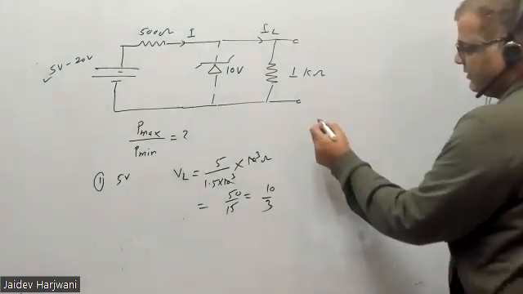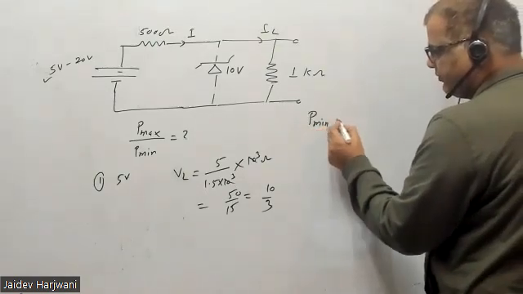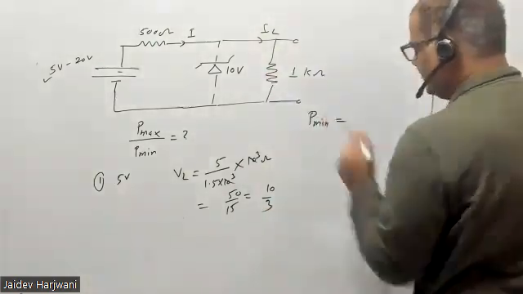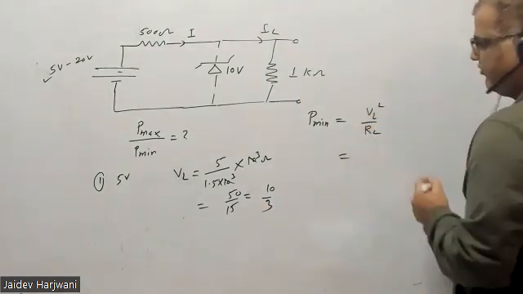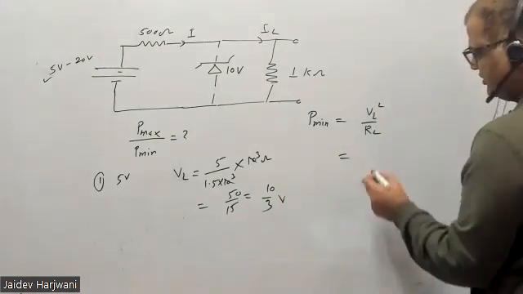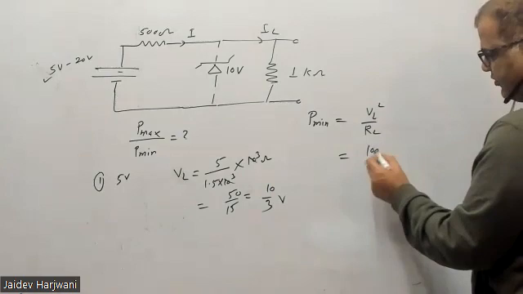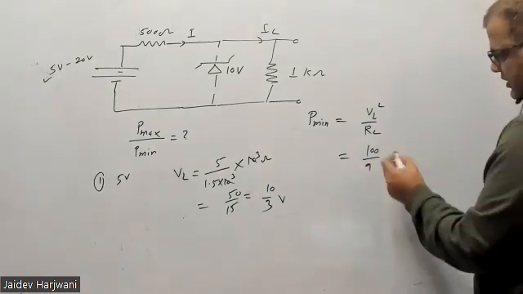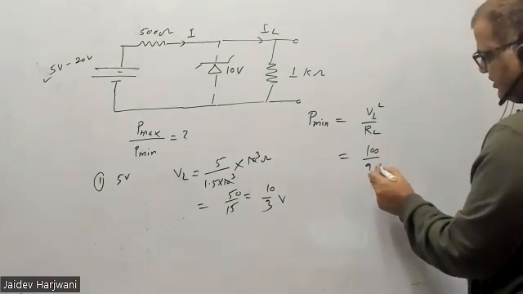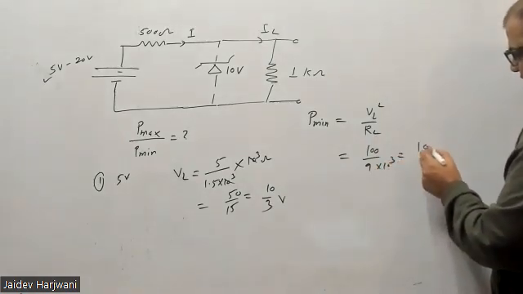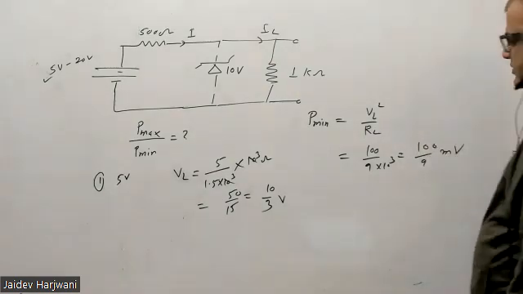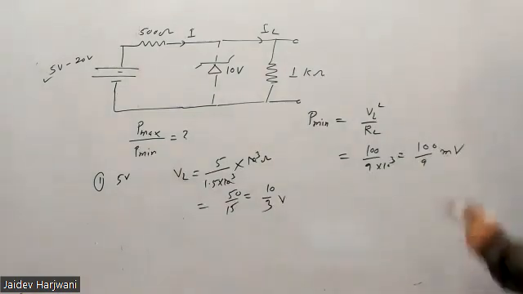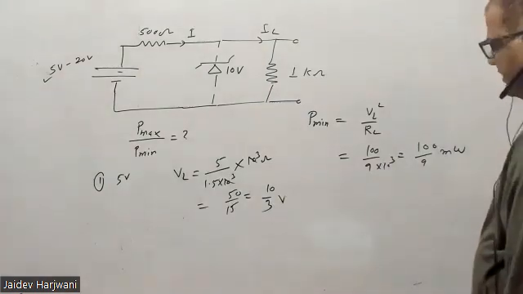Now you want the power. Power will be VL square upon RL. Now VL square is 100 upon 9 volt square, and you have to divide by RL. RL is 1000, so this becomes 100 upon 9 milliwatt. Yes or no? Power is 100 by 9 milliwatt.